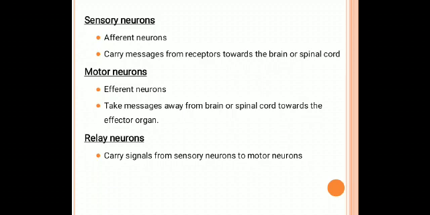The next one, motor neurons. Motor neurons are also called efferent neurons. These neurons take messages away from the brain or spinal cord towards the effector organs such as the muscles and glands. That is called the motor neurons. The next one is the relay neuron. Relay neurons are nerve cells that carry the signals or messages from sensory neurons to the motor neurons. These are found in the central nervous system. So these are the three types of neurons based upon function.